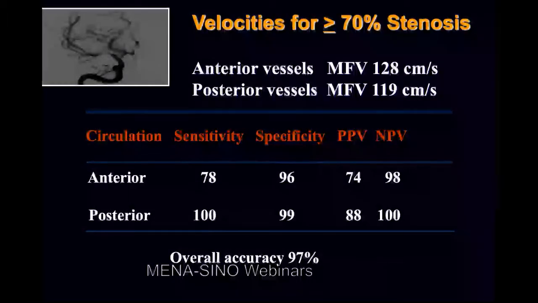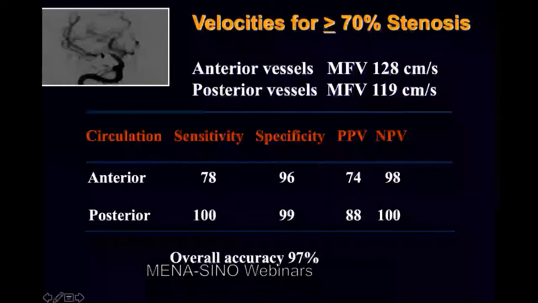However, for stenosis more than 70%, severe stenosis like this case, in the anterior vessels the cutoff we used was 128, and in the posterior vessels the cutoff was 119, and we reached a good sensitivity of 78% and excellent specificity of 96%. For anterior circulation, for posterior circulation, very much 100% and 99%, with overall accuracy of 97%. Again, this is with an expert hand in ultrasound.